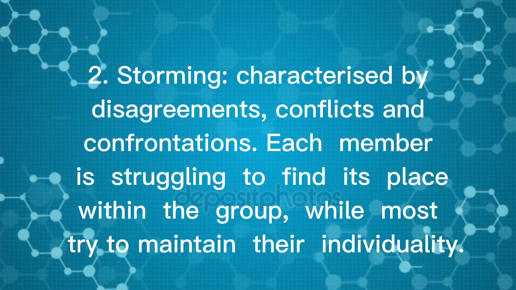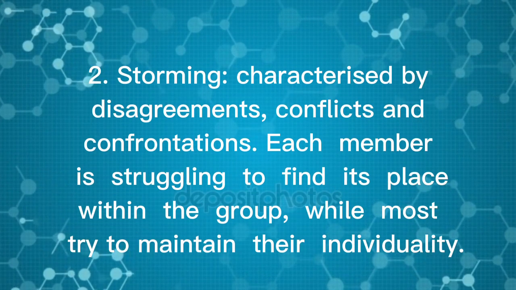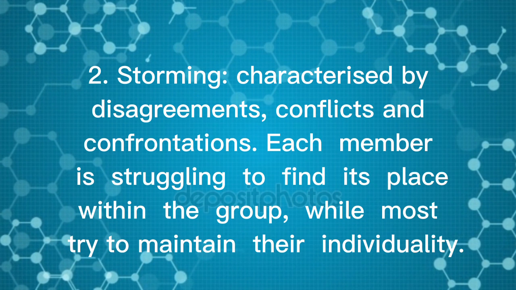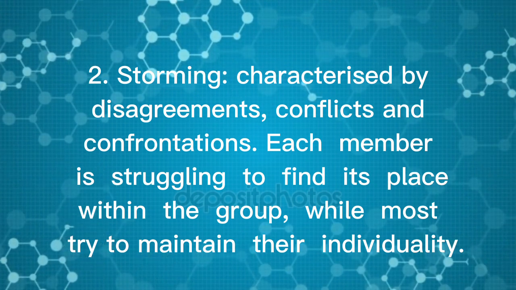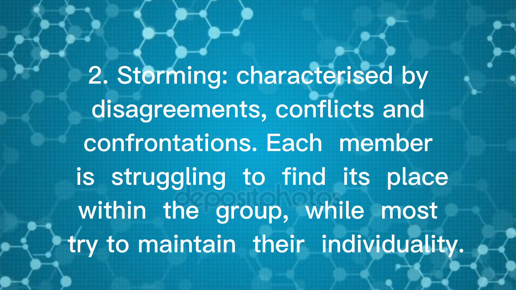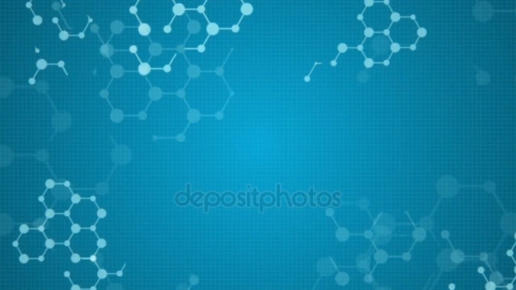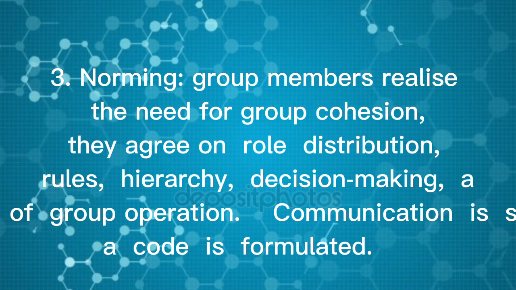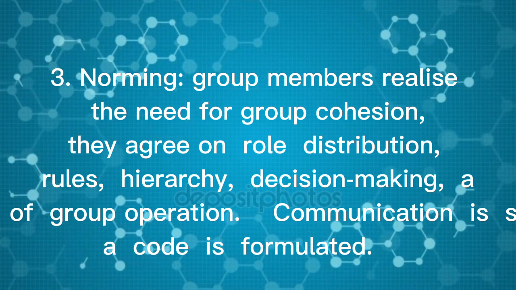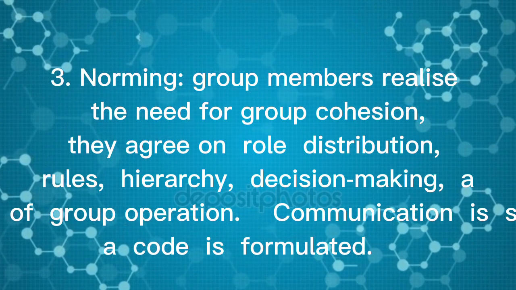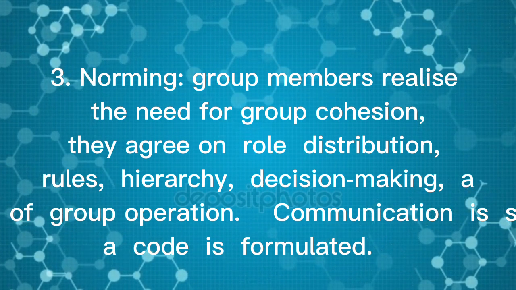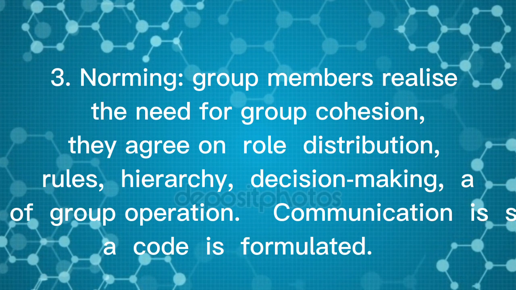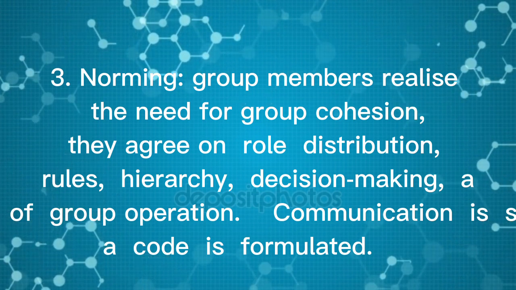2. Storming, characterized by disagreements, conflicts, and confrontations. Each member is struggling to find its place within the group, while most try to maintain their individuality. 3. Norming. Group members realize the need for group cohesion. They agree on role distribution, rules, hierarchy, decision-making. In the way of group operation, communication is smooth and a code is formulated.